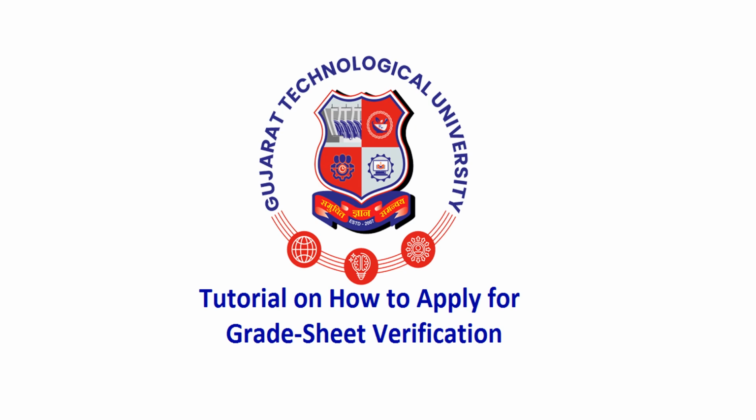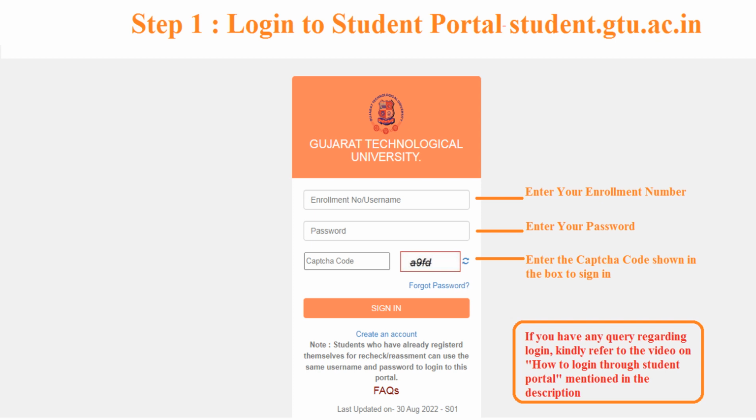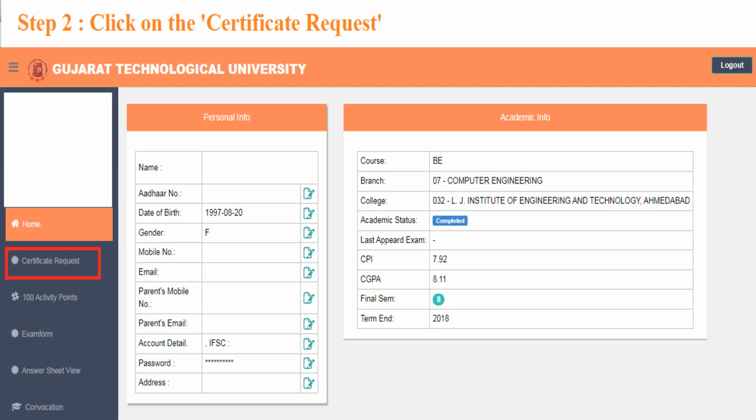Tutorial on how to apply for grade sheet verification. Log in through the student portal and enter your enrollment number, password, and captcha code to submit. If you have any query regarding login, watch the video on how to log into the student portal mentioned in the description box. Click on the certificate request from the menu.